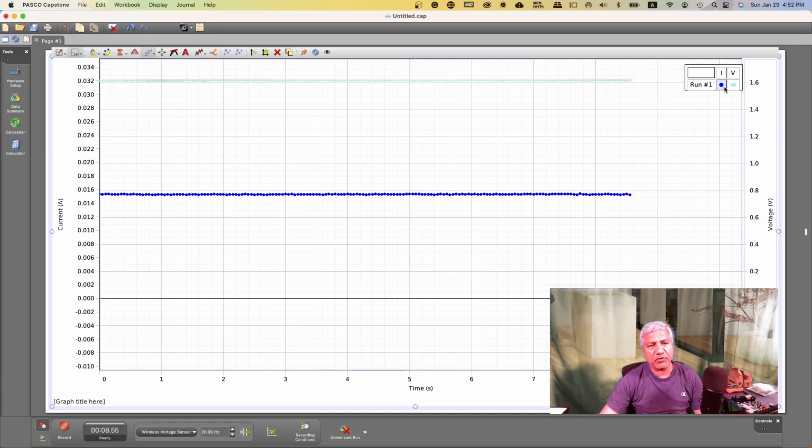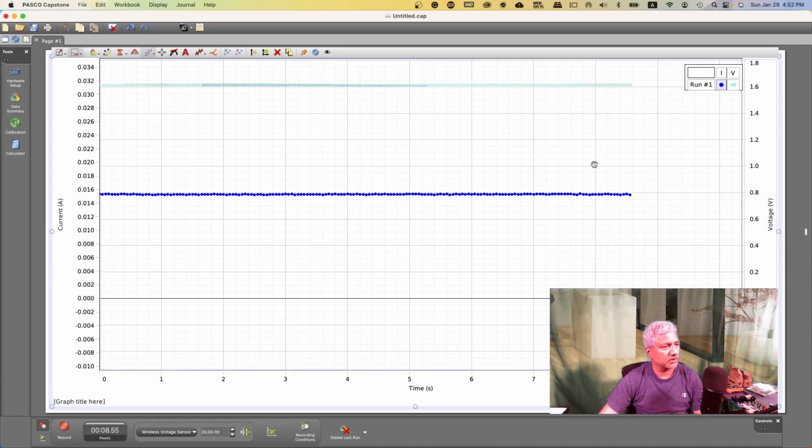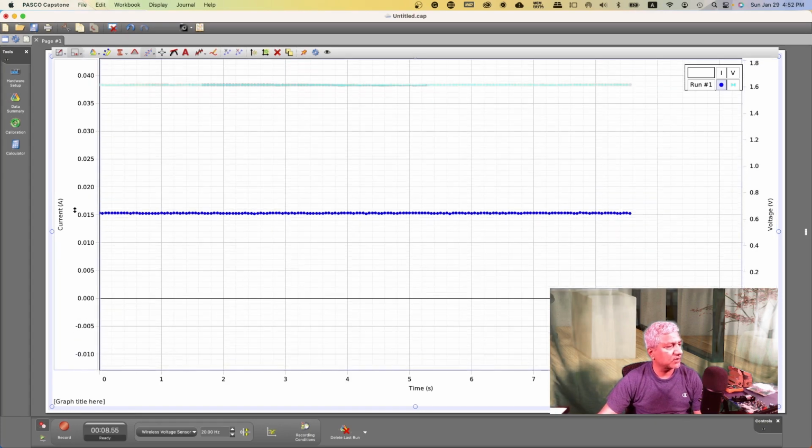That's about 1.6 volts on this side, on the right side. 1.6 volts. That was the voltage. While the current was here, the current is about 0.015 ampere. That's how you make the measurements of voltage and current.